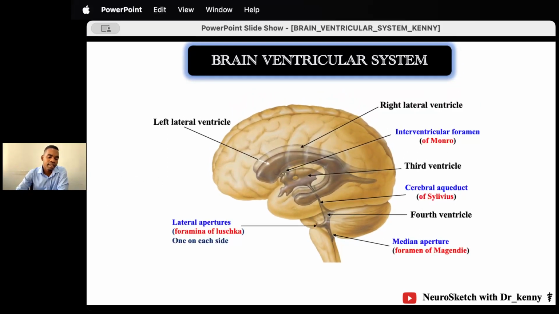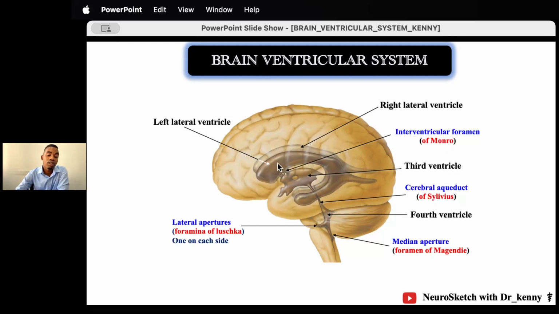Well, from the lateral ventricles, the fluid is flowing to the third ventricle by the so-called interventricular foramen, also known as the foramen of Monro. Listen to the word interventricular, means between the ventricles. So this is the foramen which is between the ventricles, and it's called the interventricular foramen, or known as the foramen of Monro.